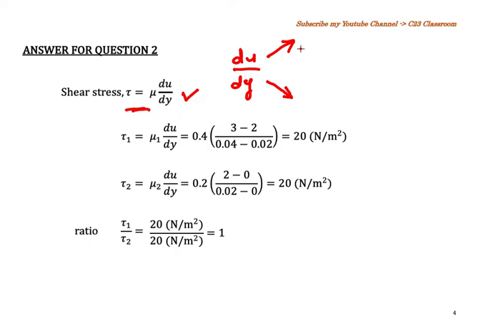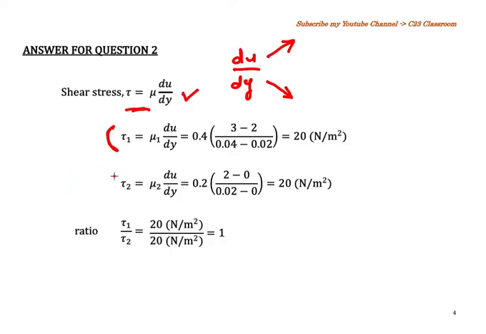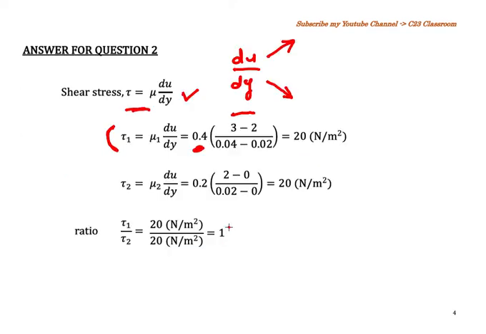So here is the difference of velocity for tau number 1. Tau number 1 means we are focusing on fluid 1 here. So mu is 0.4, given in the question, and du here is 3 minus 2. This is the maximum velocity here, which is 3, and this is the minimum velocity, which is 2 meter per second. So we deduct 3 minus 2, and the gap is 0.04 minus 0.02. So we get the value of shear stress caused by fluid number 1 is 20 Newton per meter square.